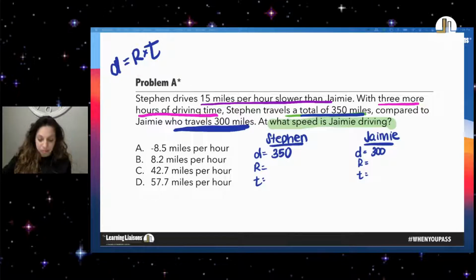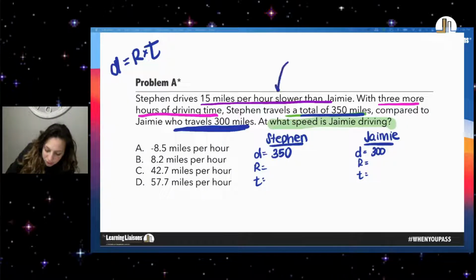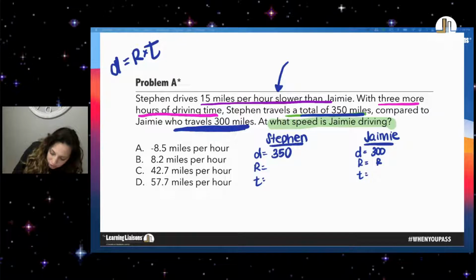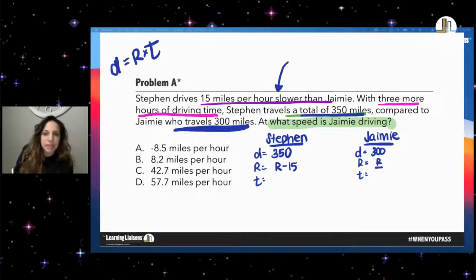Those are the most straightforward pieces of this problem that we've got. Now let's dig in a little deeper. What is Stephen's rate and what is Jamie's rate? Well, we know Stephen is driving 15 miles per hour slower than Jamie. So if Jamie's rate is just r, then Stephen's rate is going to be 15 miles an hour slower than r.